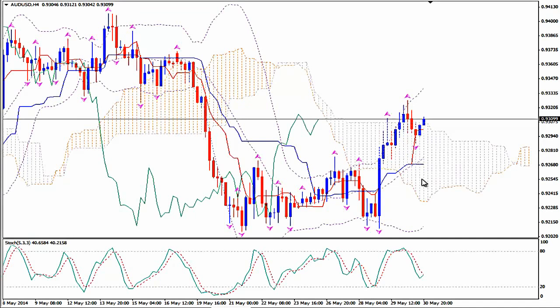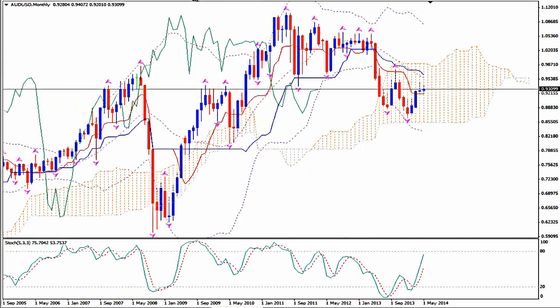I'm using Ichimoku Kinko Hyo, Bollinger Bands, fractals and stochastics. Let's go to the monthly time frame and see the big picture of the pair. We see that, as stochastics show, the pair wants to go up after a deep fall.